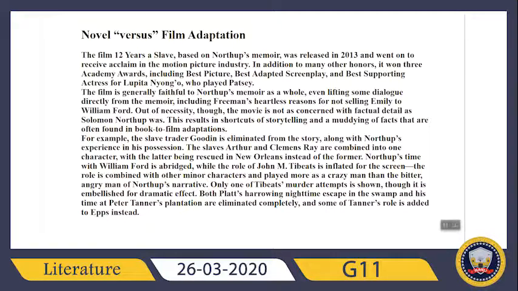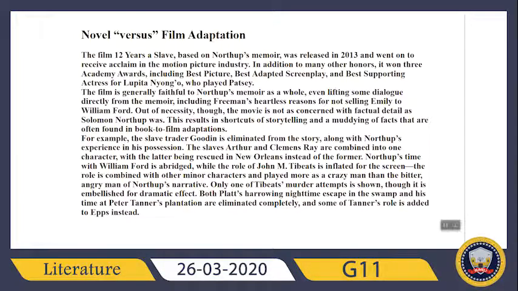Yeah, it's normal for a movie not to represent every single detail of the book. You know, it's just impossible. After all, it's just a 2-hour movie, not a 20-episode TV series. But anyway, examples of this muddying and alterations in the plot. The slave trader Gooding is eliminated from the story completely, along with Northup's experience in his possession.